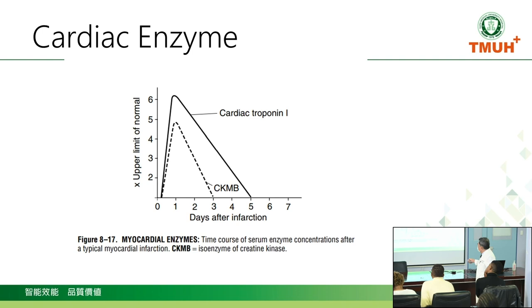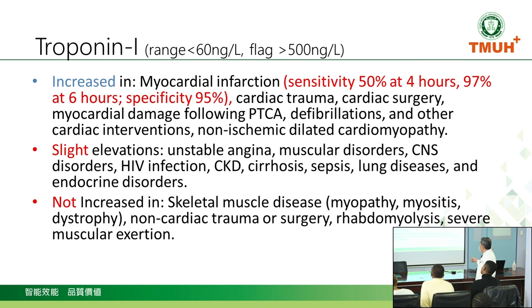ULN, upper limit of normal, is 2, 3, 4, 5 these days. So we usually check cardiac troponin I. Actually, we will check the more precise one, and CKMB. So troponin I, here is the range, and here is the flag. It is increased in myocardial infarction.